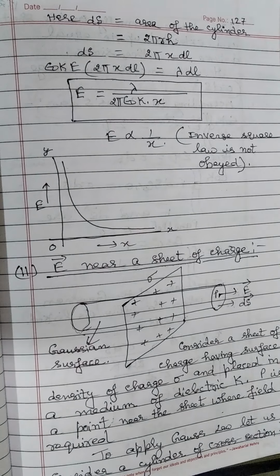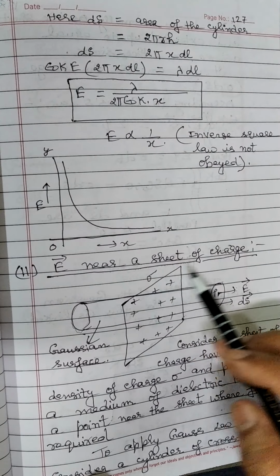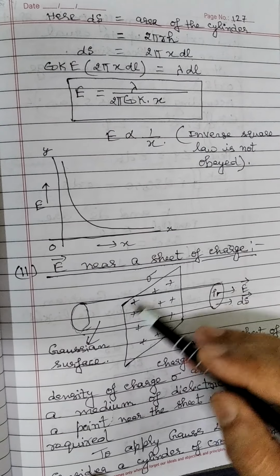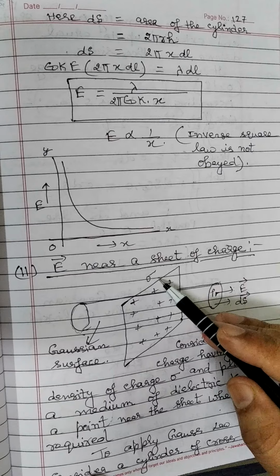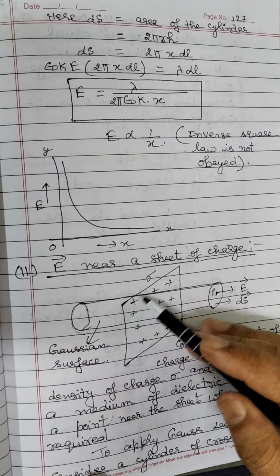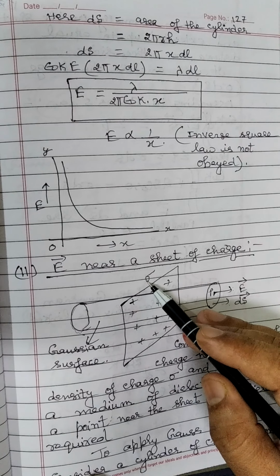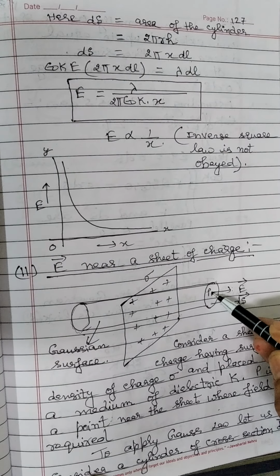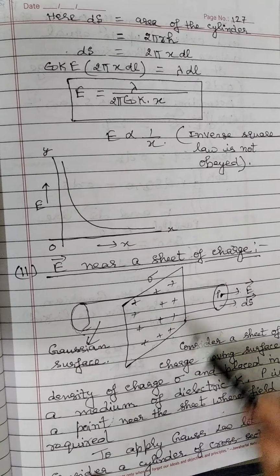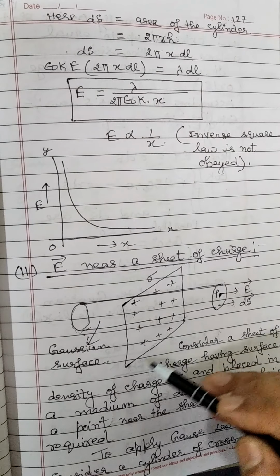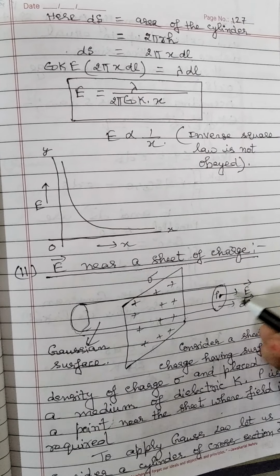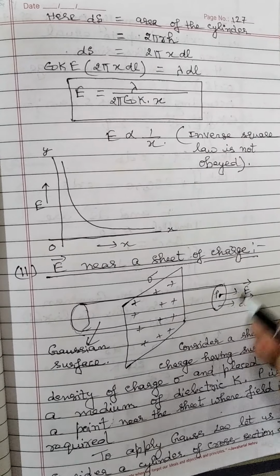Now take the second application: the electric field near a sheet of charge. If this is the sheet, that means it is a surface, and we have to consider the surface charge density. If the charges are uniformly distributed on this surface and the charge density is sigma, and there is a point P at which the electric field is to be calculated because of the presence of this charged sheet. So again, to know the direction, put the unit positive test charge +Q0.